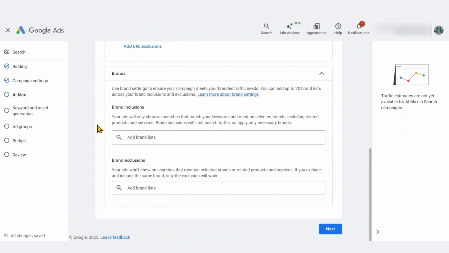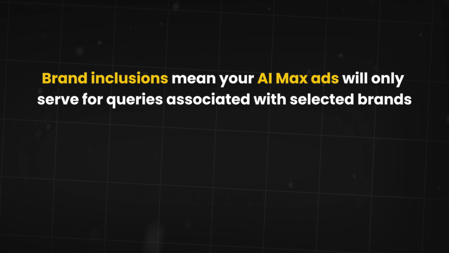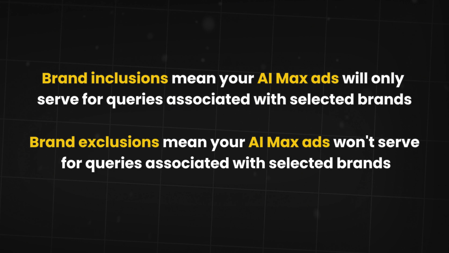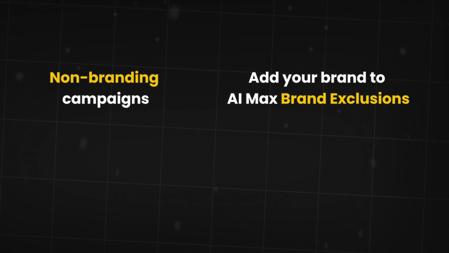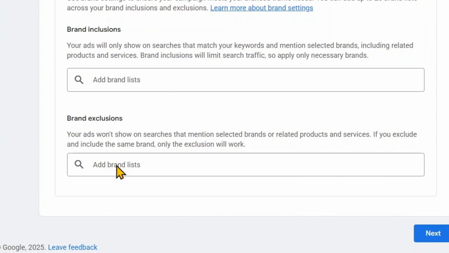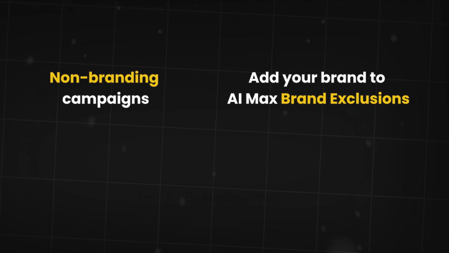When it comes to brand inclusions and brand exclusions, they're pretty self-explanatory. Brand inclusions means your campaign will only serve for queries associated with the brands you select. Brand exclusions means your campaign won't serve for queries associated with a brand that you're wanting to avoid. My recommendation here, and this is a big pro tip from the agency, if your campaign is for non-branded queries, then exclude your own brand here so that AI Max doesn't dip into your branded traffic.